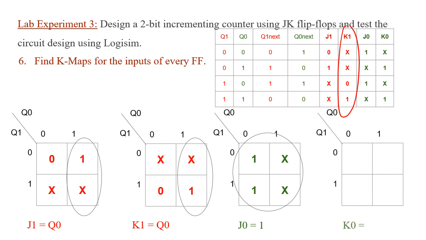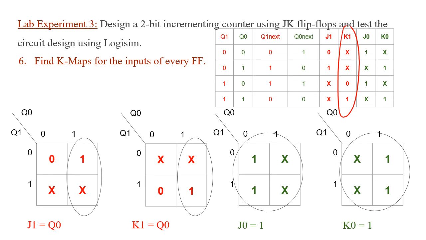Next, we're going to do a K-map for K0. When we fill its K-map, it's going to have the values don't care, 1, don't care, 1. Again, we can group the whole thing, which will result in K0 having a value equal to 1.